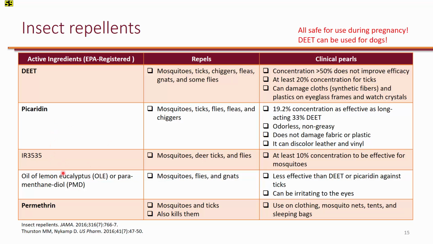We also have other options that are really not as effective, but the last option that's pretty effective is permethrin, which can repel mosquitoes and ticks and also kill them. So this is something that we use on clothing, mosquito nets, tents, and sleeping bags. So it's basically you treat these items using permethrin.